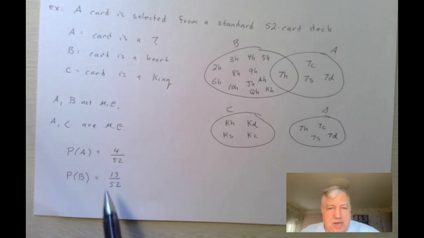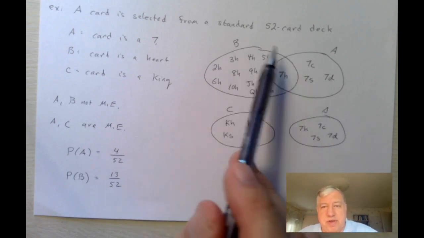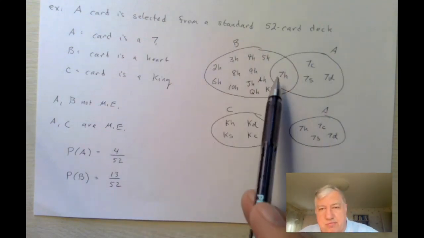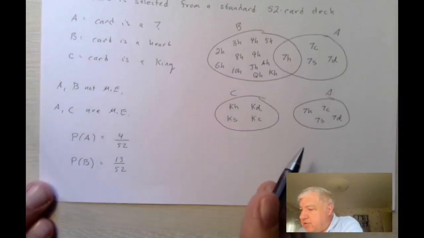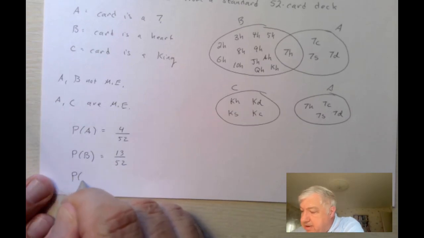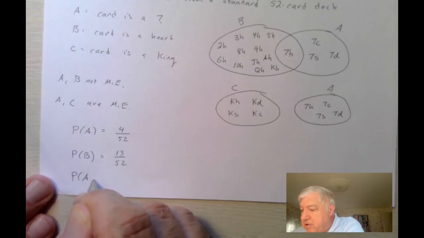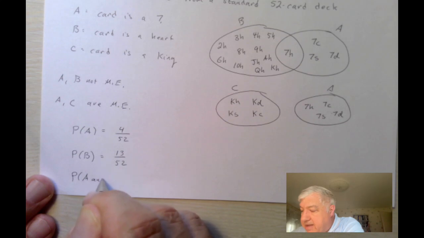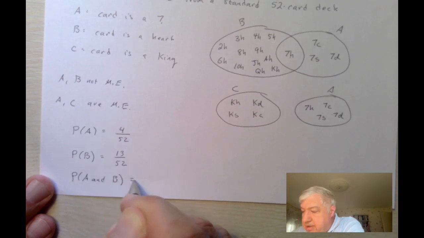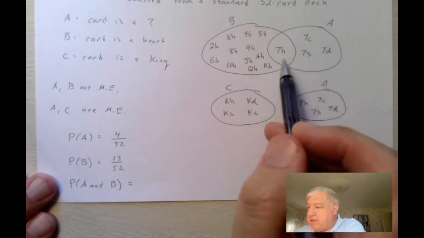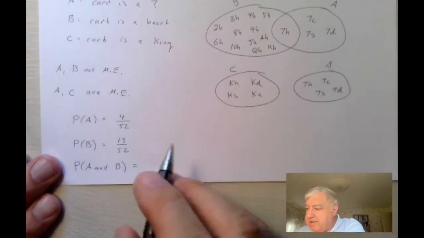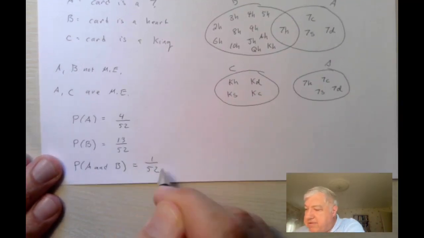Well, we can't just add these up, because if we count all of these and we count all of these, we're counting this outcome twice, right? So we have to take that into account. First of all, let's denote that the probability of A and B is just, there's only one outcome where they both happen, and that corresponds to the 7 of hearts, so that would be 1 over 52.